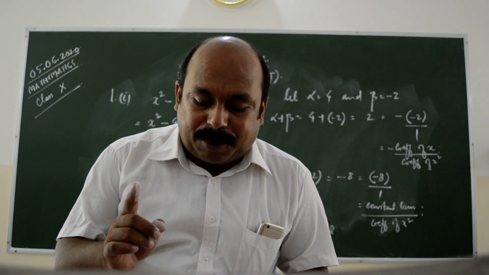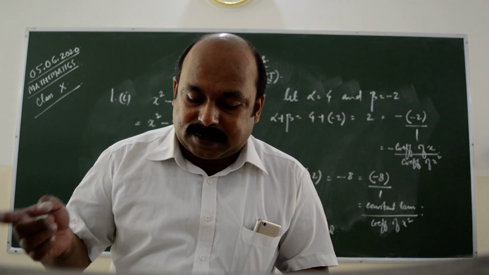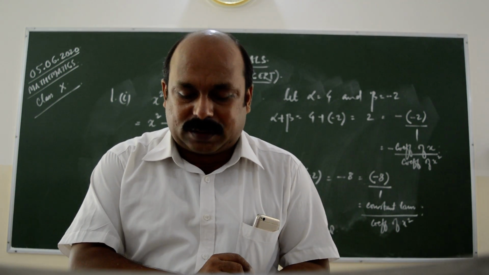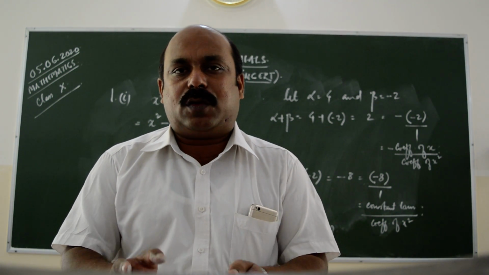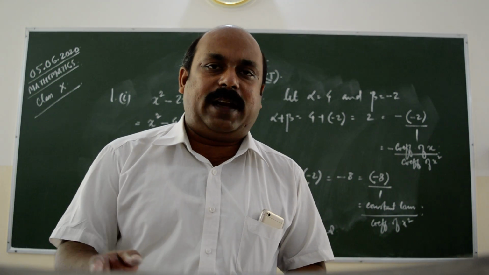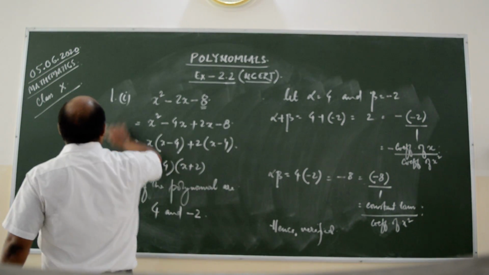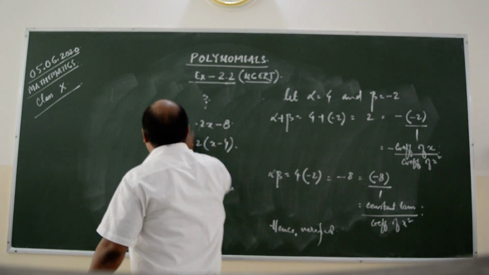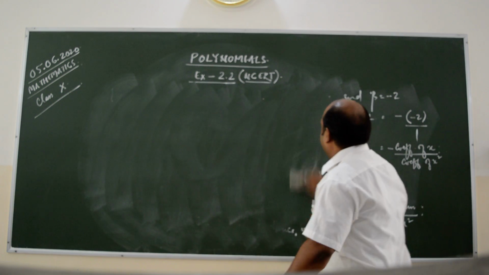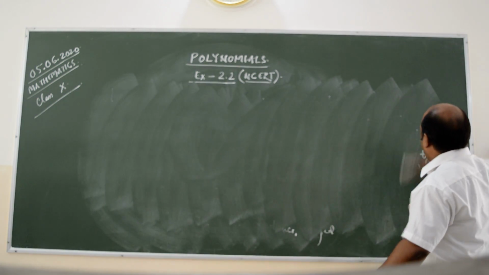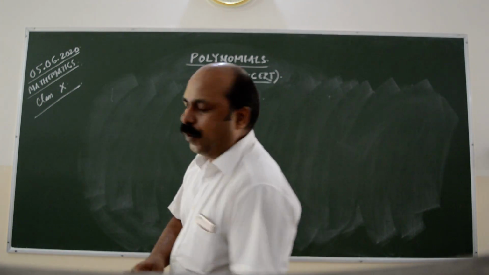Find a quadratic polynomial each with the given numbers as the sum and product of the zeros respectively. It means the sum of the zeros and the product of the zeros are given to you, and you have to find out a quadratic polynomial. So let us proceed. We will take the first question of this type. That is question number 2, part 1.